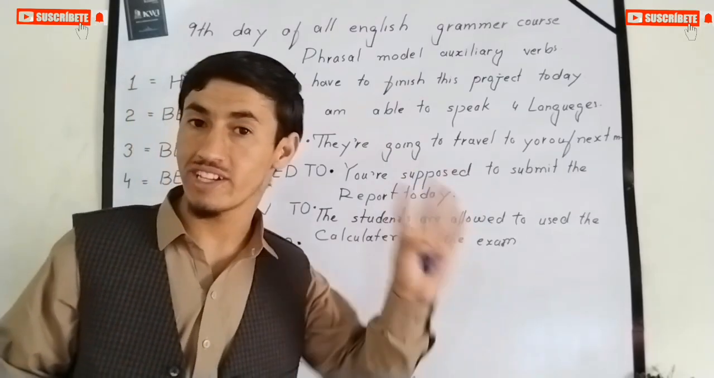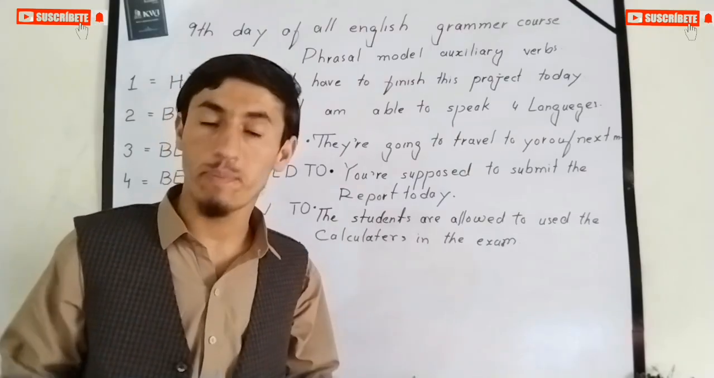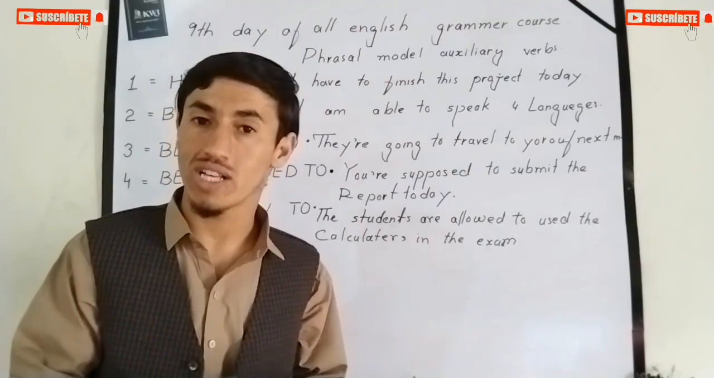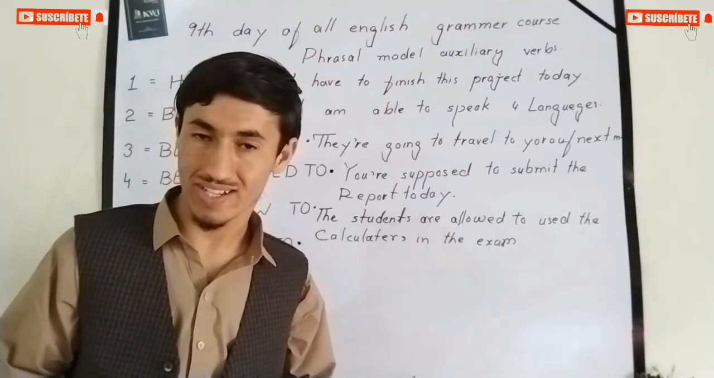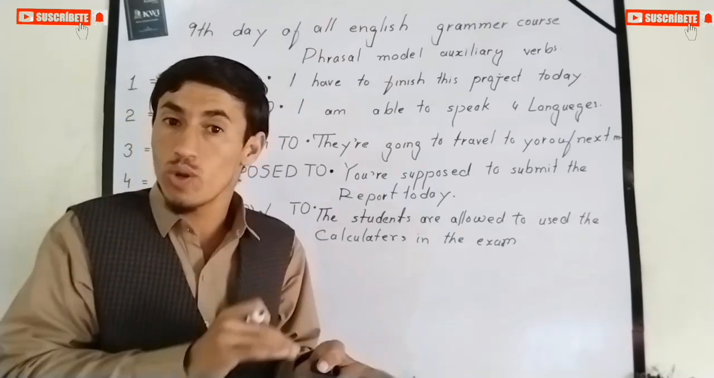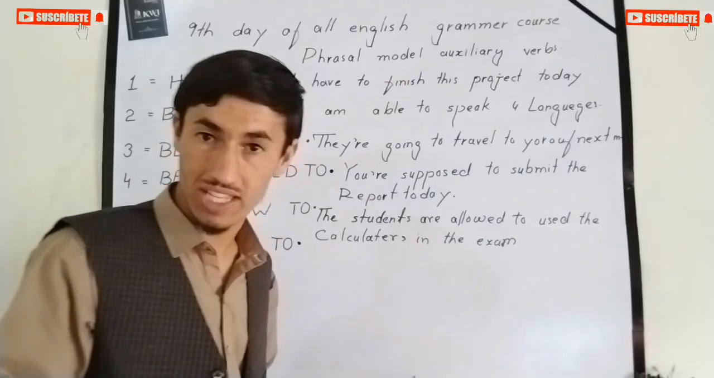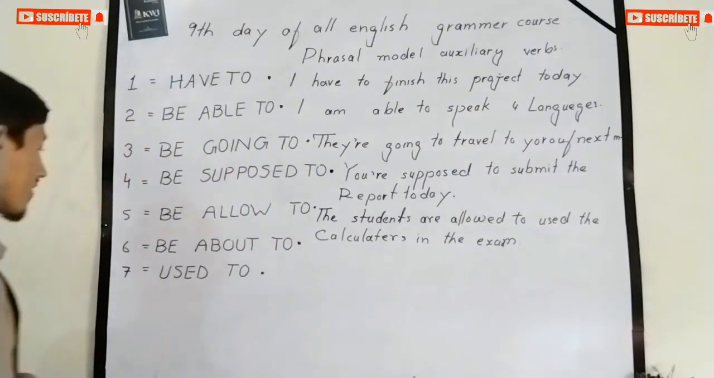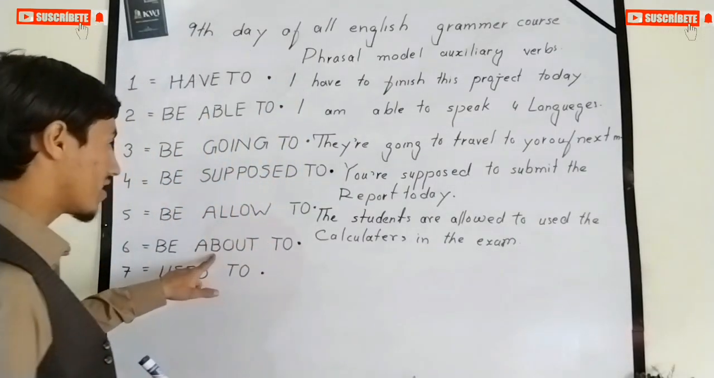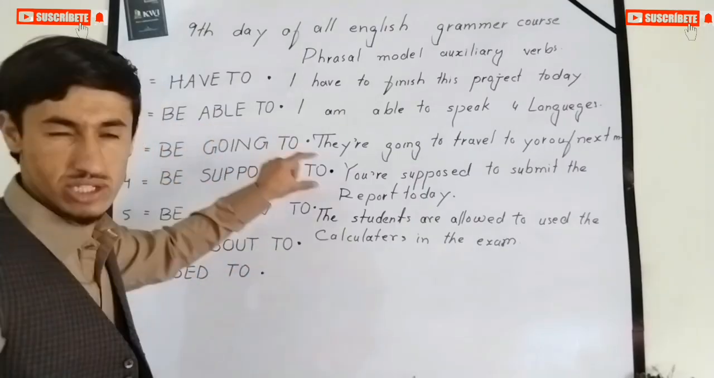I told you earlier that be is a hub of helping words. Is, am, are, was, were, be, being. Got it? So alright. You probably think that be about to is just like going to.